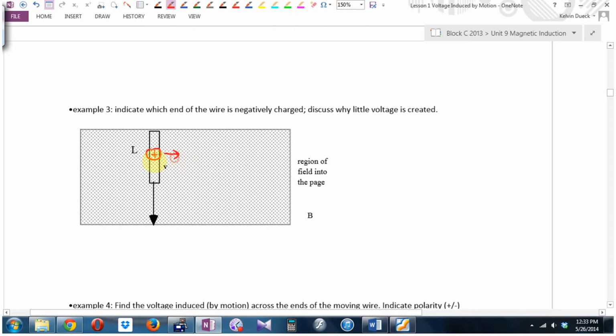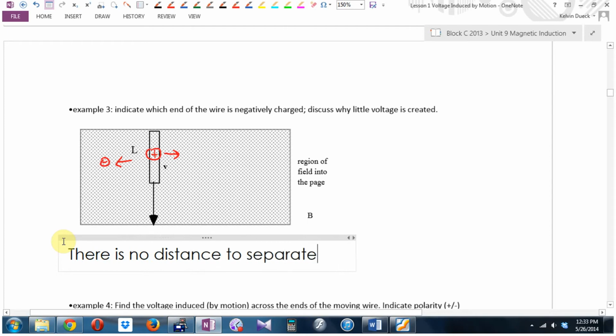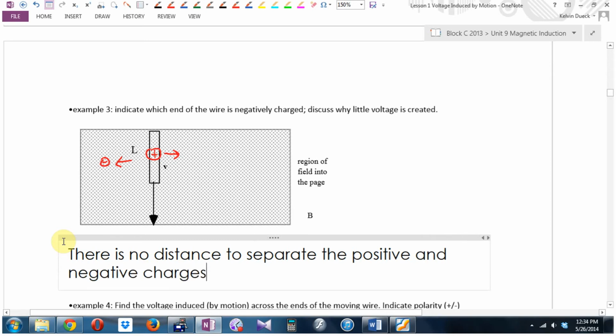Positives would move that way. Negatives would move that way, but we would say something like this. There is no distance to separate the positive and negative charges. Compare that. So the wire this way, Claire, they'll separate. They just got nowhere to go. They're not really going to be very separated from each other. You move them apart a little, especially if it's a thin wire.